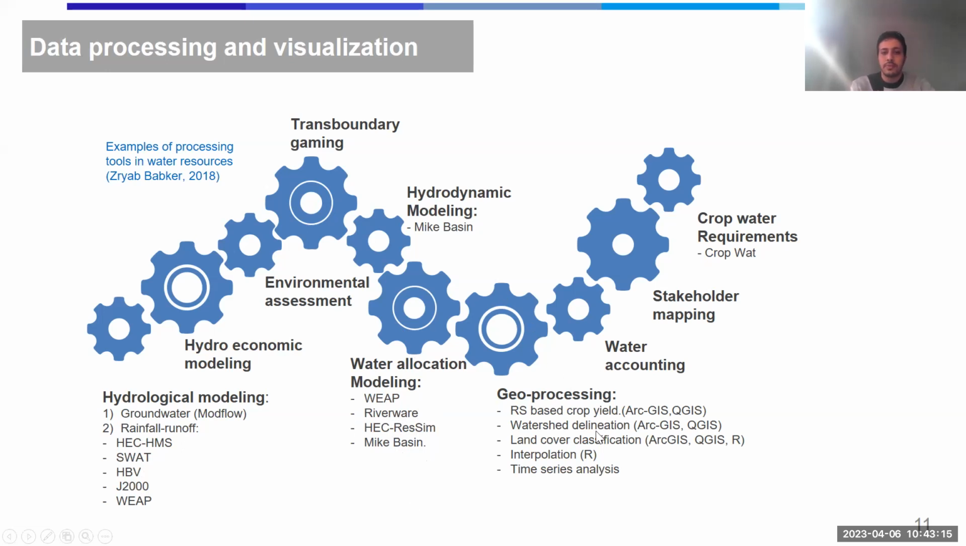There is also geoprocessing, which is remote sensing based crop yield. Here we can use ArcGIS or QGIS for watershed delineation. So here, the delineation is very important. Sometimes you don't have the borders of the catchment that you want to assess using QGIS. So delineation is another process where you have to have the digital elevation model, as I mentioned before.